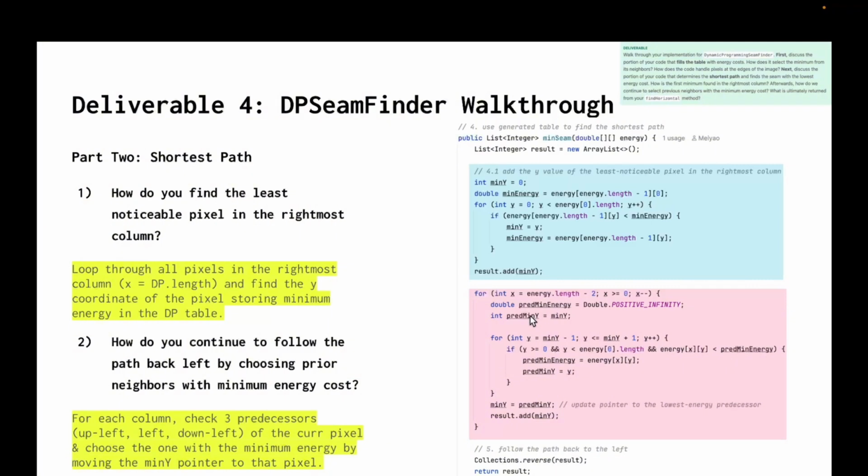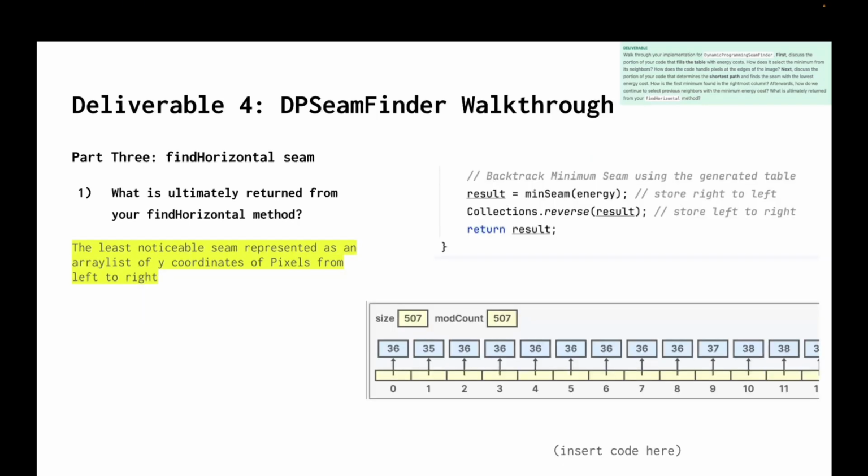I use two more local variables. So the min y is the right pointer, the pred min y is the left pointer. So you can imagine if min y is column 6, then pred min y will be column 5. Using min y, or the right pointer, as the anchor, I will compare its left up, left middle, and left bottom neighbors. Once we find the minimum predecessor, I will update the right pointer to point at the left, and add the min y to the result. Ultimately, the find horizontal method will return the least noticeable seam represented as an array list of all the y coordinates. Because we do the collection.reverse, it should be left to right.